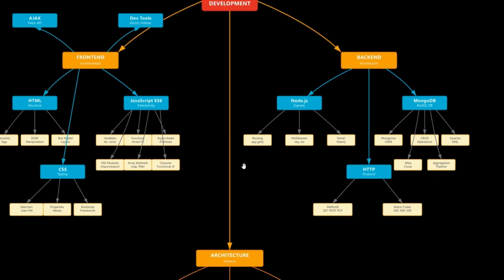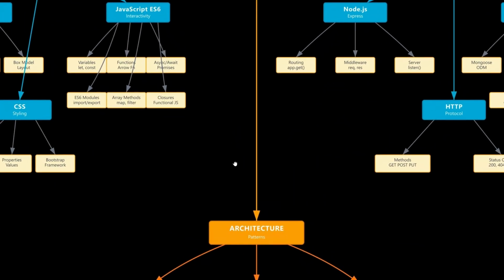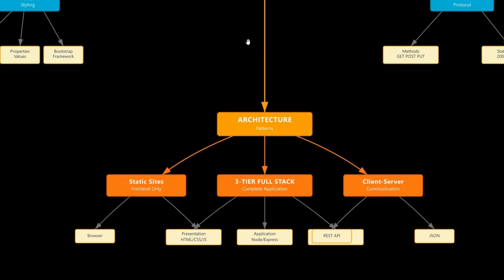So let's move on to the architecture. Here we have different architectures for how we structure our complete web applications. Mainly there are three approaches. The simplest is the static site, which only runs in a browser. There is no backend or database; the user downloads the HTML, CSS, and JavaScript and runs everything locally.